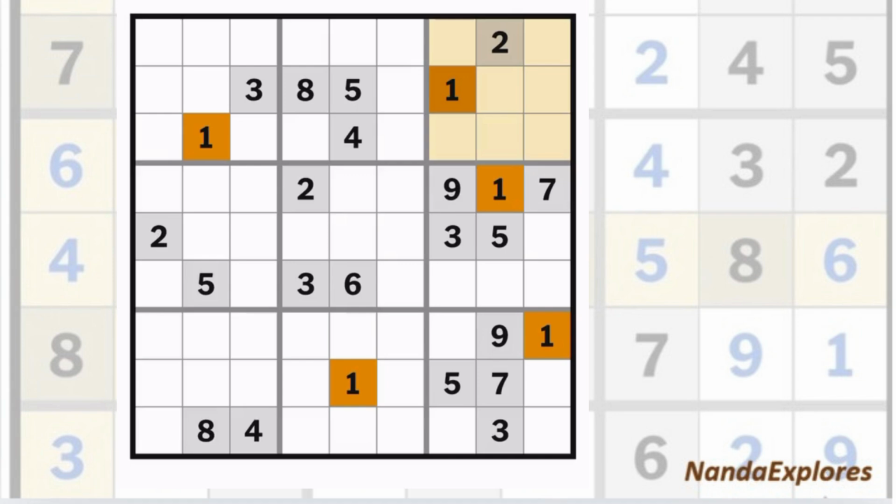So let us start with number 1. So here we find this is a cell where number 1 is unique, so we are going to post that. Here we get these 2 cells where number 1 is a likely candidate. Here also we get 2 cells where number 1 is a likely candidate.